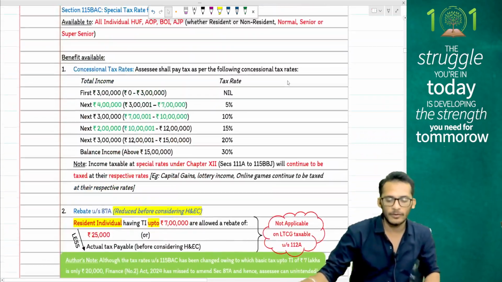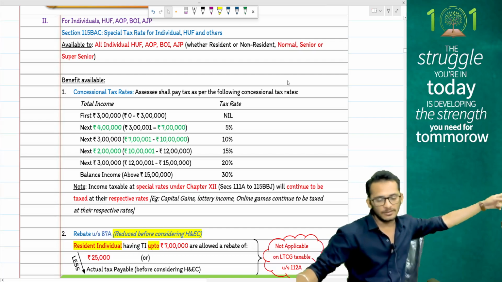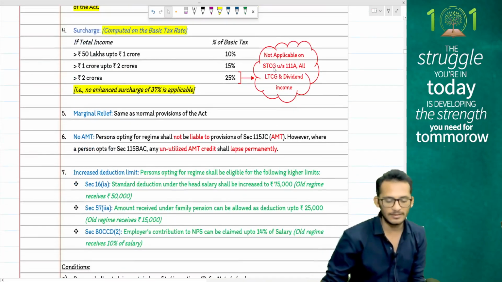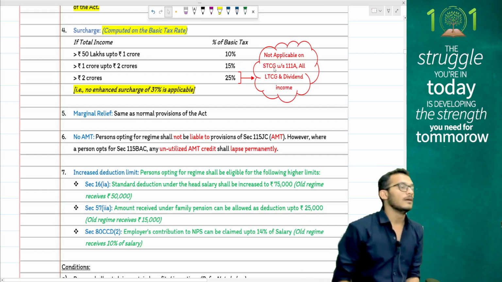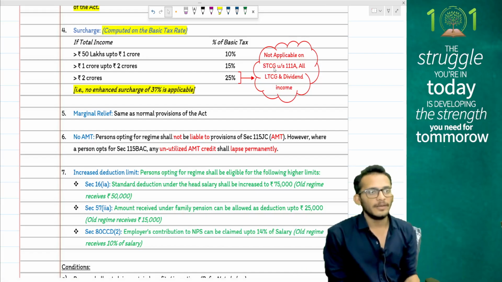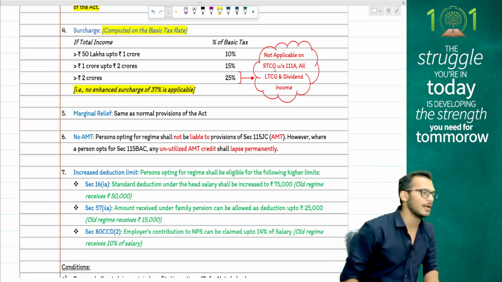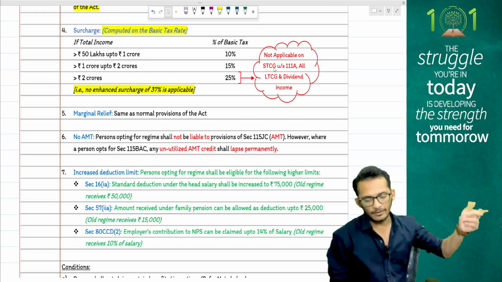We are then moving on forward to 115 BAC people. Tax rates already discussed, rebate already discussed, marginal rebate is discussed with you, surcharge is discussed, marginal relief is discussed. Please note carefully that when you're choosing for 115 BAA or 115 BAB, you don't have to compute MAT. When you're choosing for 115 BAC, you don't have to compute AMT. That and all is not taken.